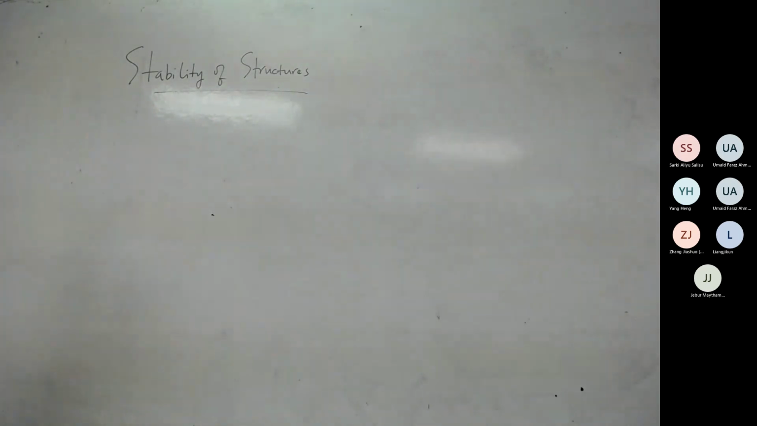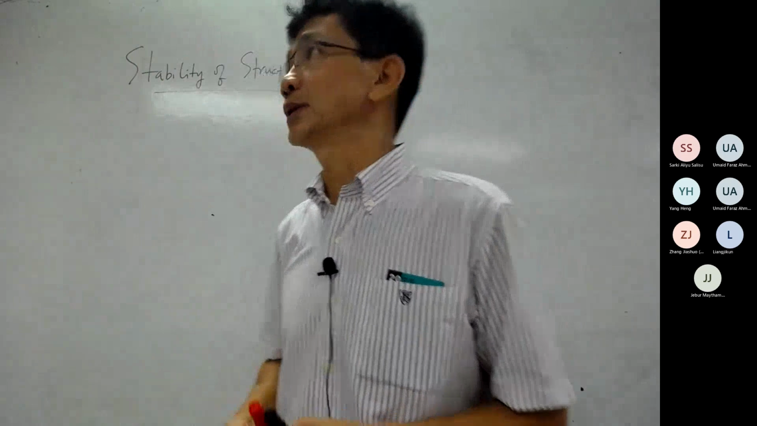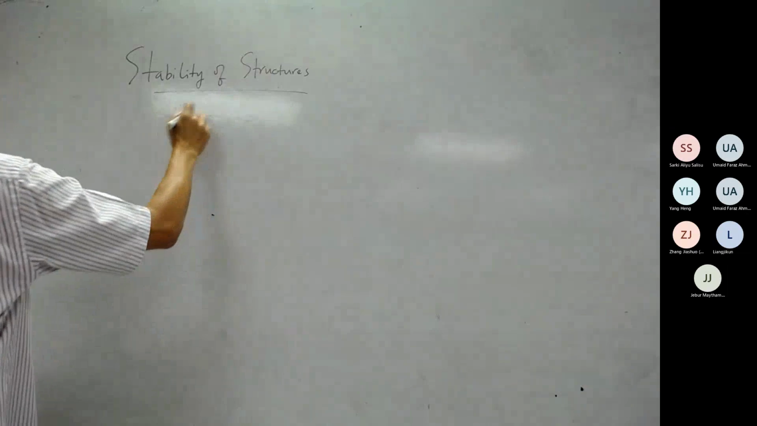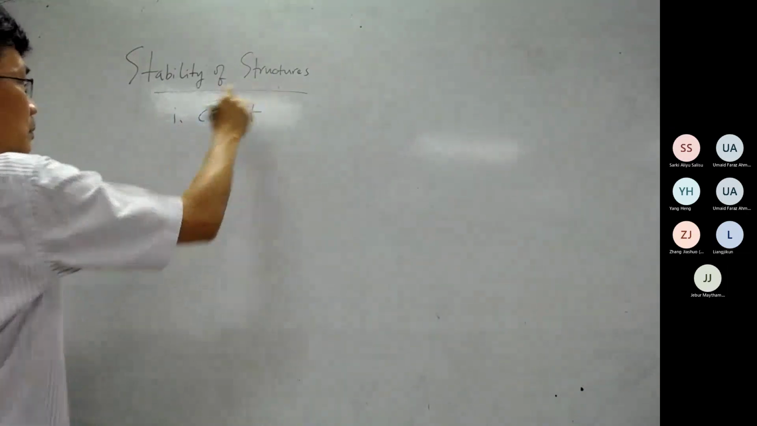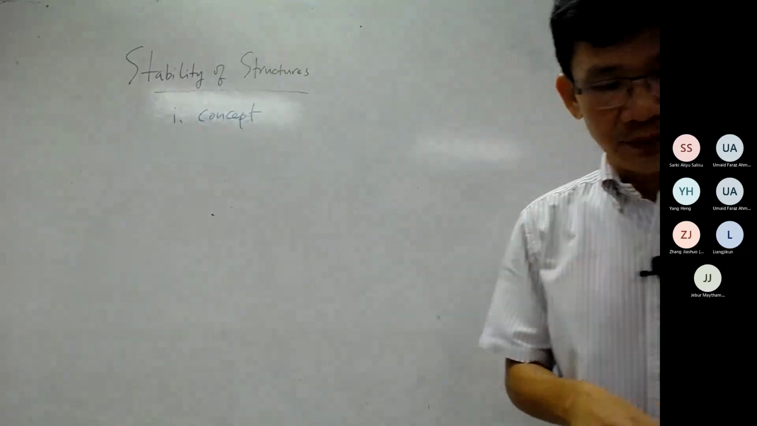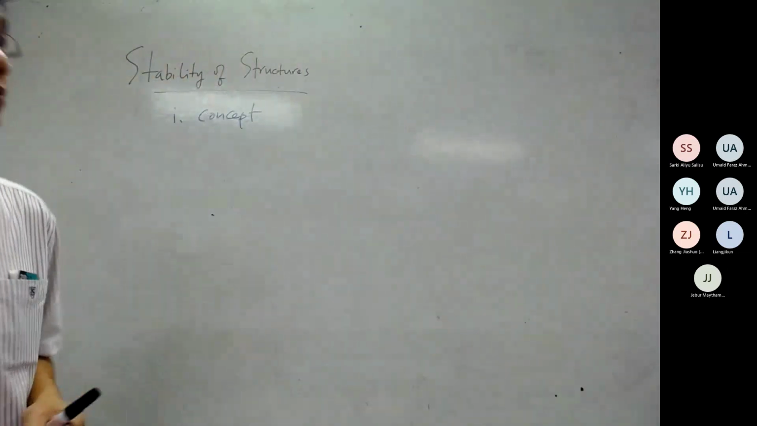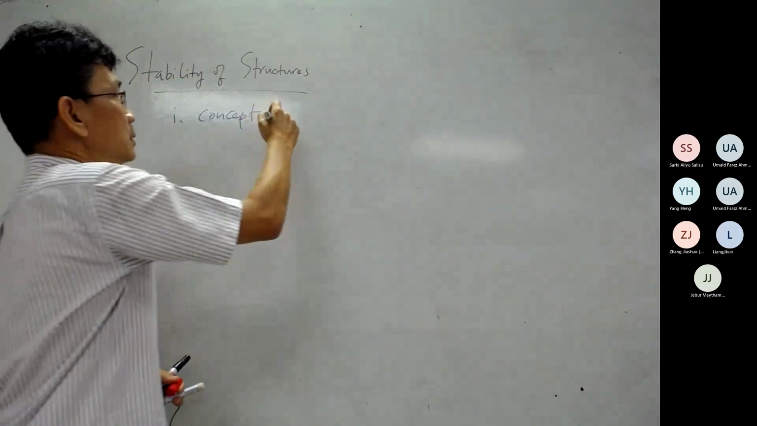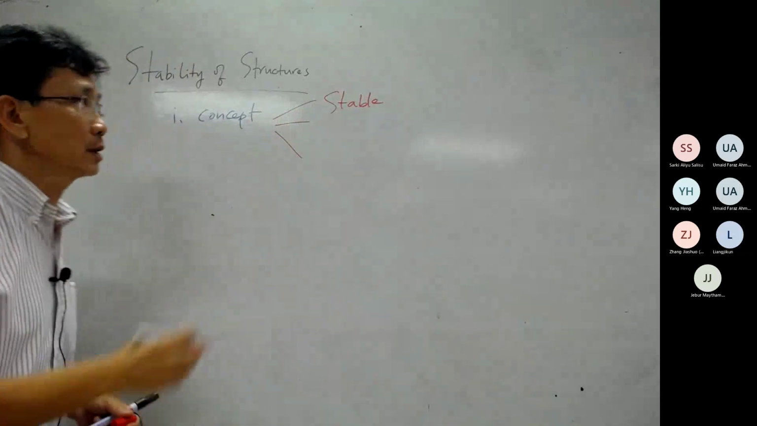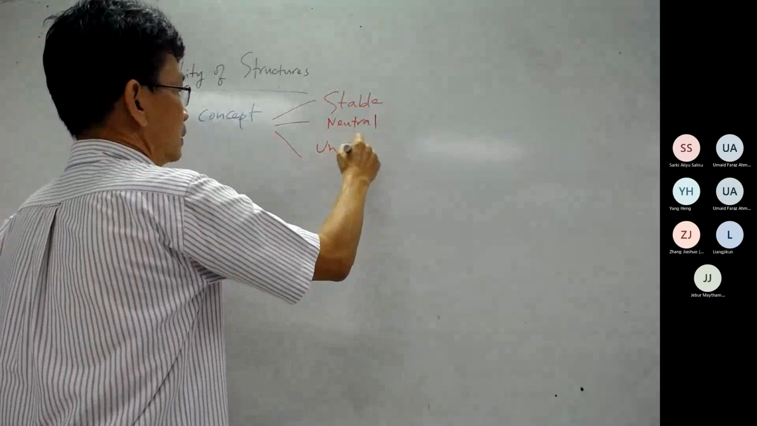Yes, okay. Now, the first thing that you are expected to know is the concept. What is stability all about? So the first thing that I cover is understanding the concept. How will you explain the concept of stability, which is to explain the state of equilibrium? You know this, but you should be clear now how to explain stable, neutral, unstable.